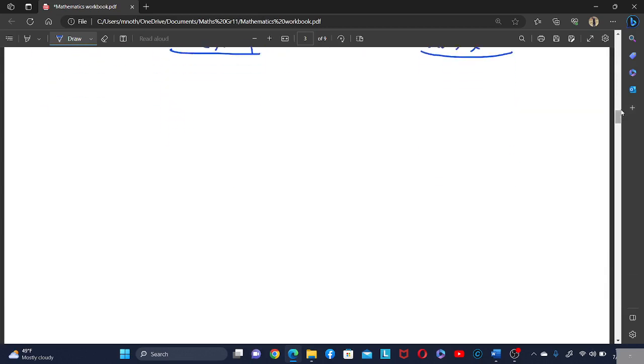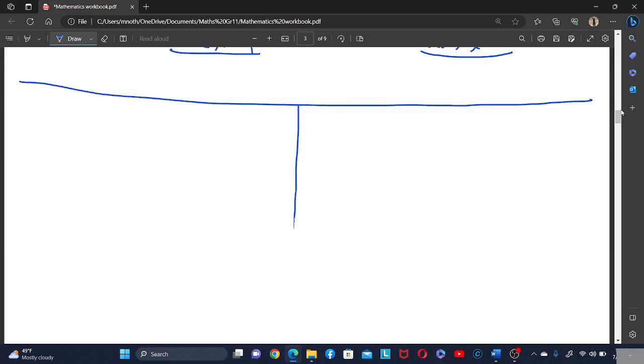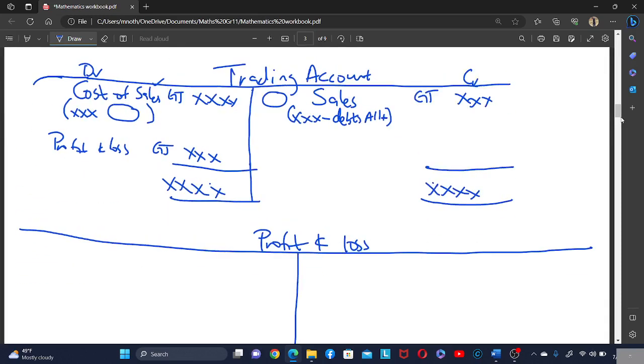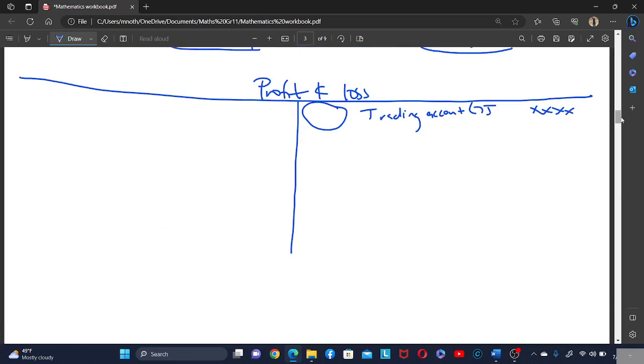So the next one after this one is the profit and loss. So this is a profit and loss. Remember, we said that we must transfer this amount to the profit and loss. It is coming from where? It is coming from the trading account. So you write the end of the year date here. And in the profit and loss account, this is debit, this is credit.